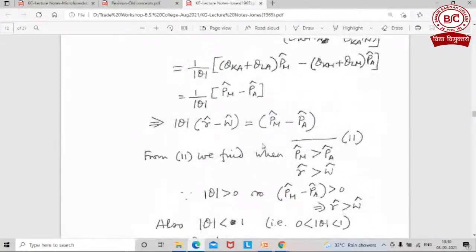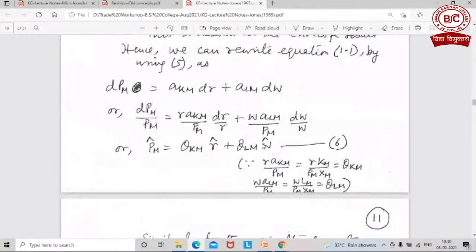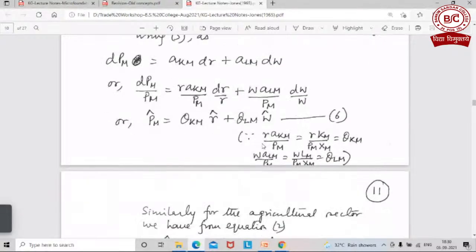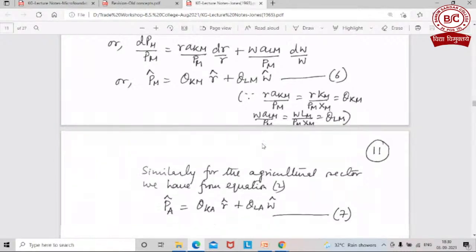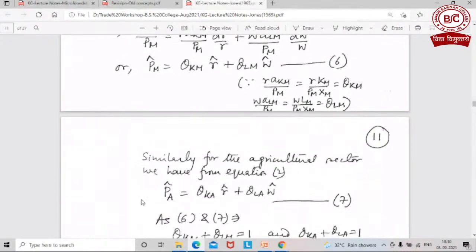Now you come to the weighted average condition. PM hat is the weighted average of R hat and W hat. The weighted average must lie between R hat and W hat, isn't it? As I already said, R hat is greater than W hat, so PM hat must lie in between R hat and W hat. Similarly, PA hat is the weighted average of R hat and W hat, so PA hat must also lie in between. So the main thing is that R hat and W hat lie at the two extremes.